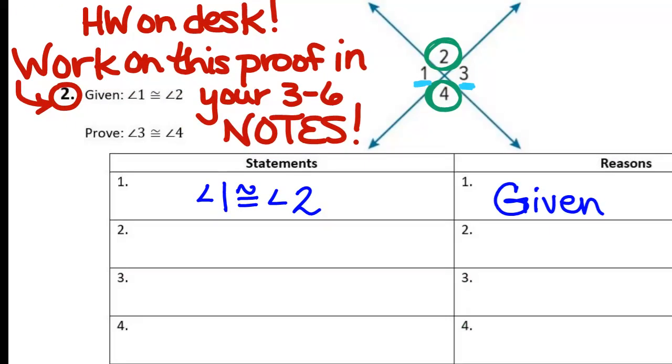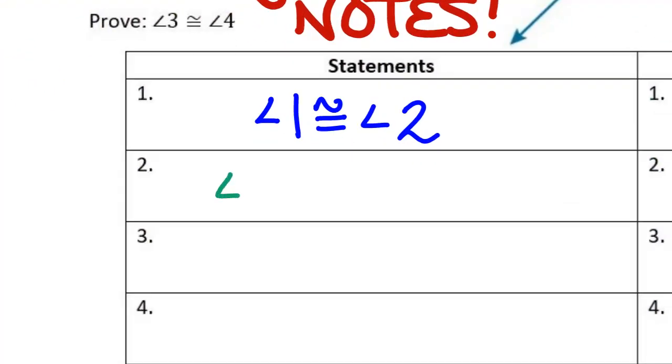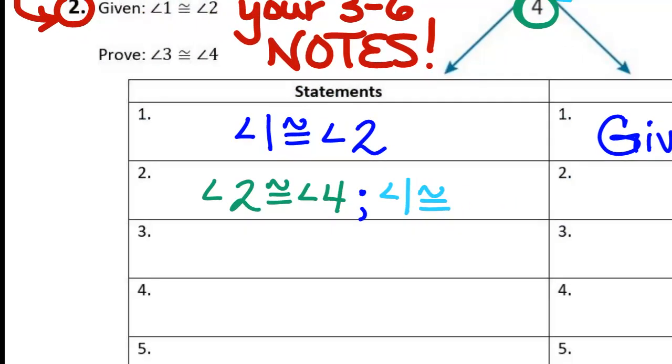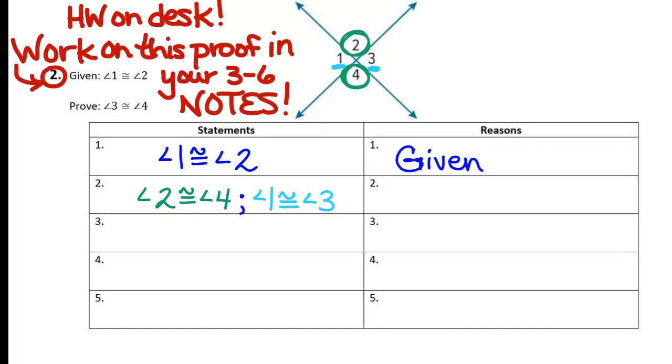So angle 2 is congruent to angle 4, and angle 1 is congruent to angle 3. What are we using to be able to say that? How did you know they were the same size as each other? How did you know 2 was the same size as 4 and 1 was the same size as 3? What did you say?